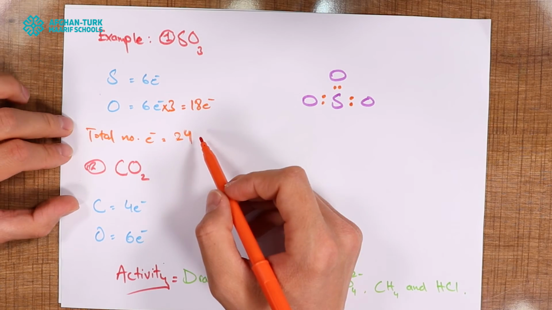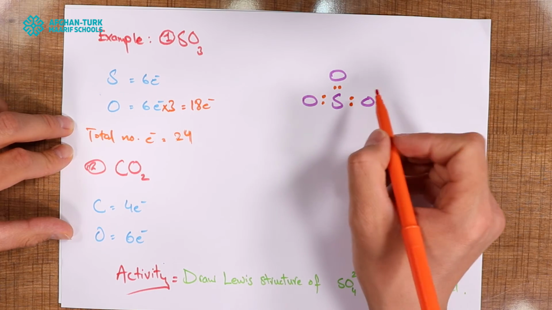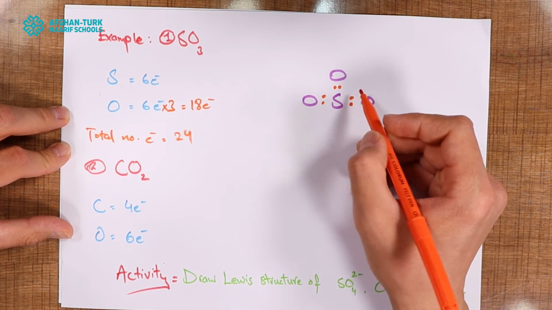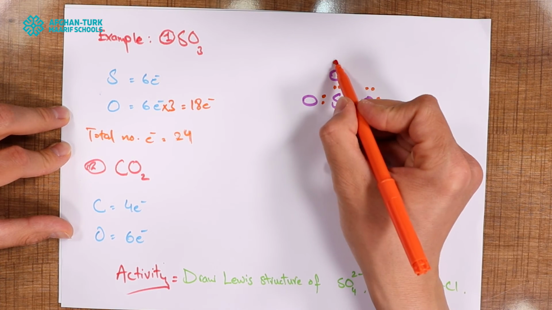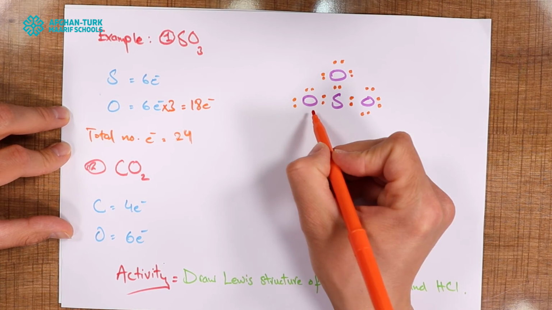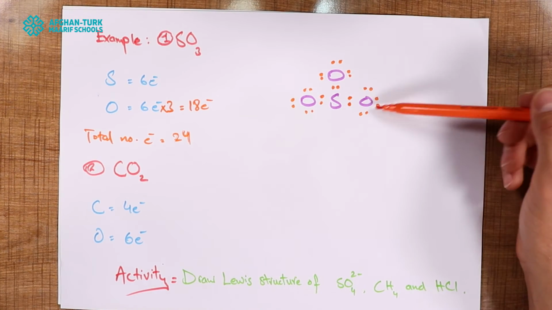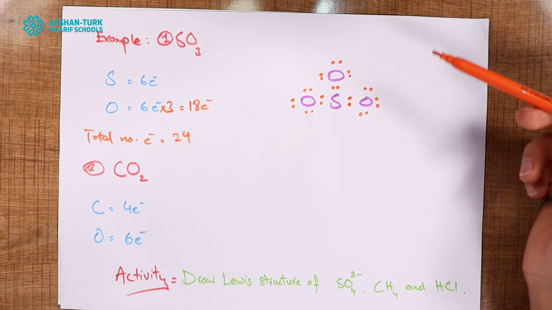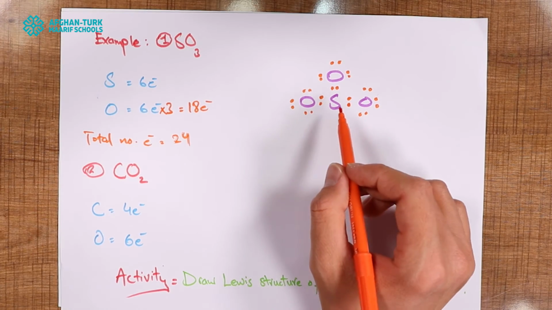If we put these 18 electrons, the most electronegative element of them is oxygen. So for oxygen, 1, 2, 3, 4, 5, 6, for each of the three oxygens. Now let's count the electrons. 8, 8, how many? 16. 16 and 8, 24. Okay, but sulfur is not octet over here. We need to make the sulfur octet.